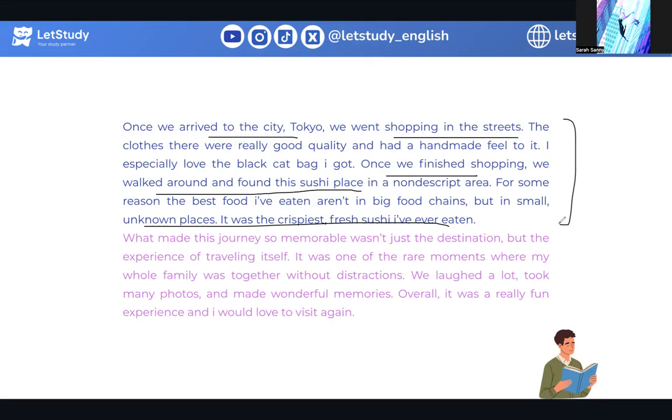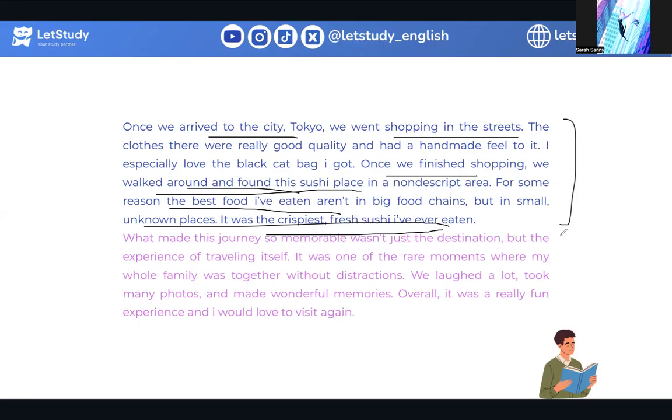Ini soalnya orang yang bilang sample answer ini tuh bukan hanya bilang ke Japan, like they went to Japan, mereka juga jelaskan like, oh, I walked around and found this sushi place. There was the best food I've ever eaten. It was the crispiest, freshest sushi I've ever eaten. Mereka menjelaskan kayak kenapa ke Tokyo is so memorable for them.